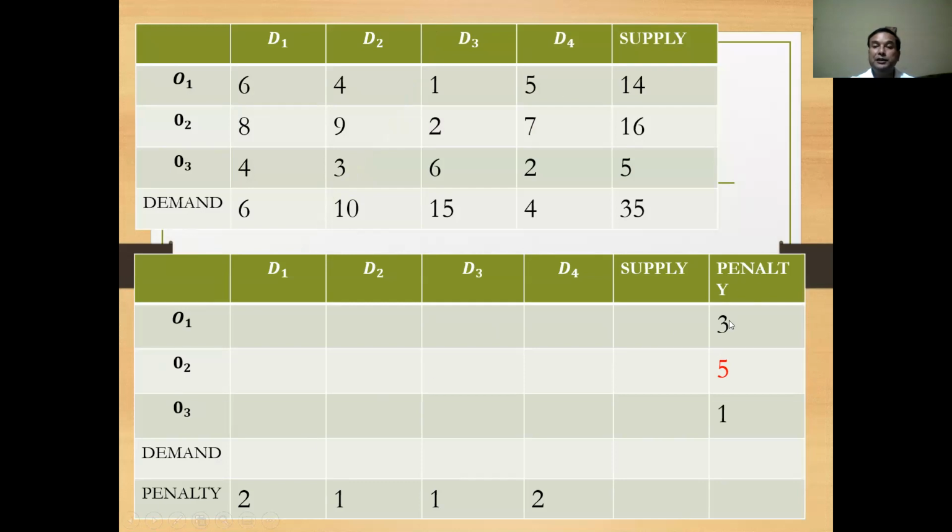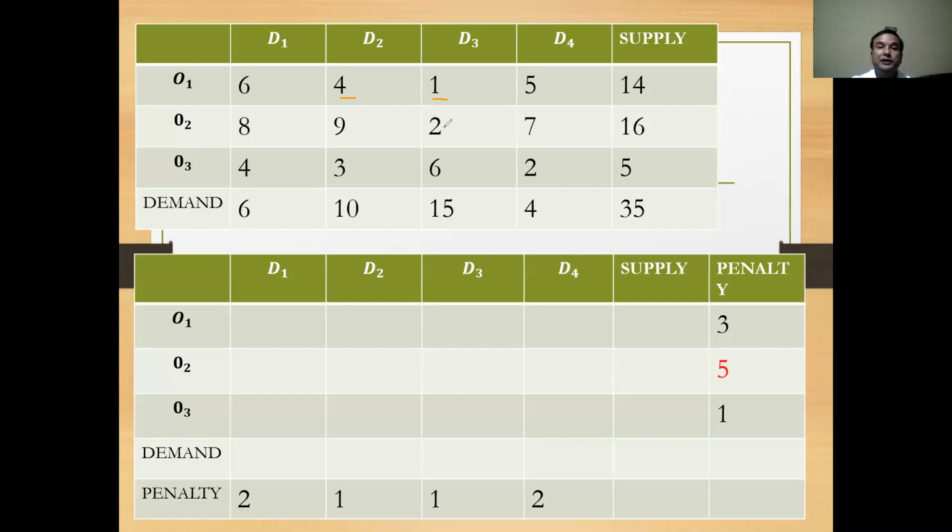So how do you get this 3? This is 4 and this is 1. These two are the minimum costs of origin 1. So what is the penalty? 4 minus 1, so 3 is the penalty. So origin 1 is done.